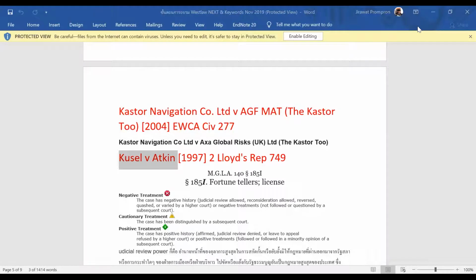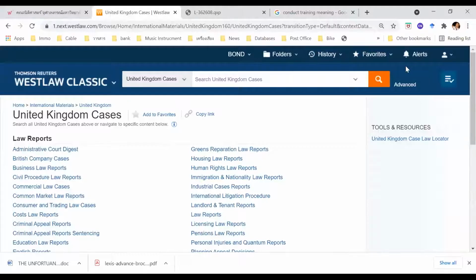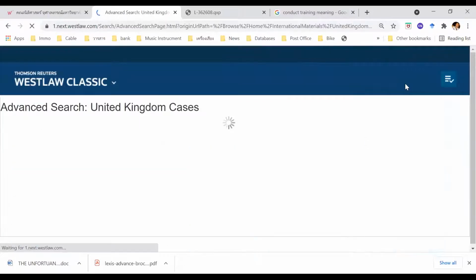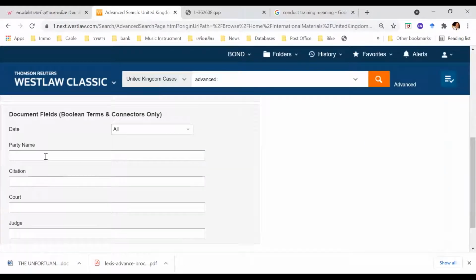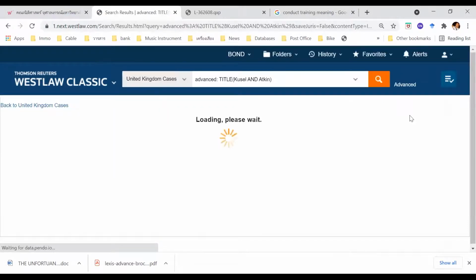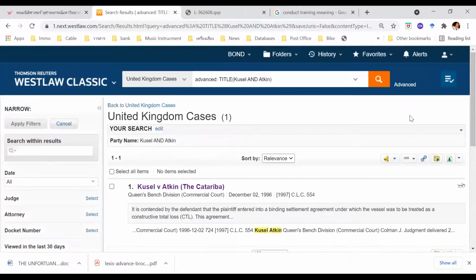Back to Westlaw again, and you have the body name. You go back to advanced search, come to body name again, and change from V to N. It means you have the body name. Just type the body name and start searching again. You will get only one case. And you look at that, the UK case is different. Just click inside.